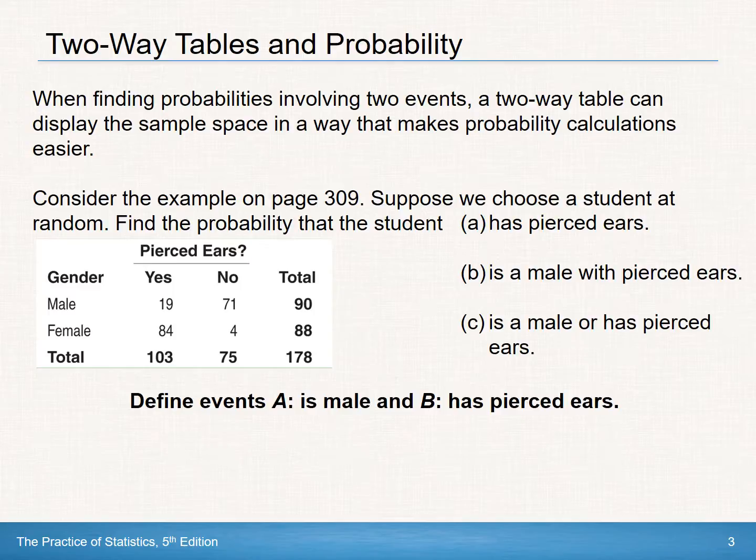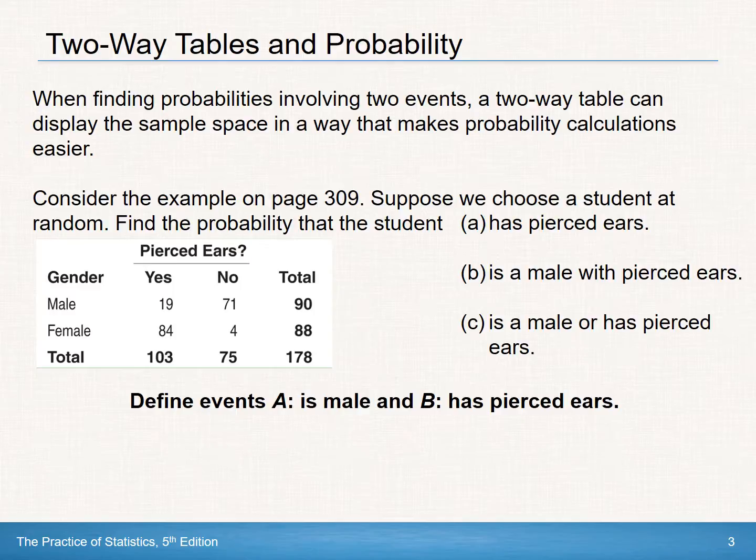When we're finding probabilities involving two events, a two-way table can display the same sample space in a way that makes the probability calculations easier. If you open your book to page 309, we're talking about the probability of pierced ears. Students in a college statistics class wanted to find out how common it is for young adults to have their ears pierced. They recorded data on two variables, gender and whether the student had a pierced ear, for all 178 people in the class. The two-way table below displays the data.